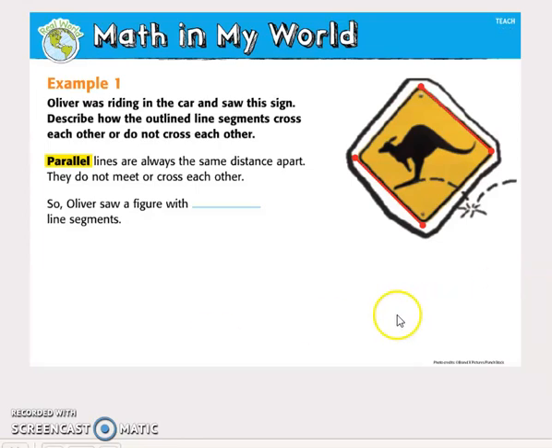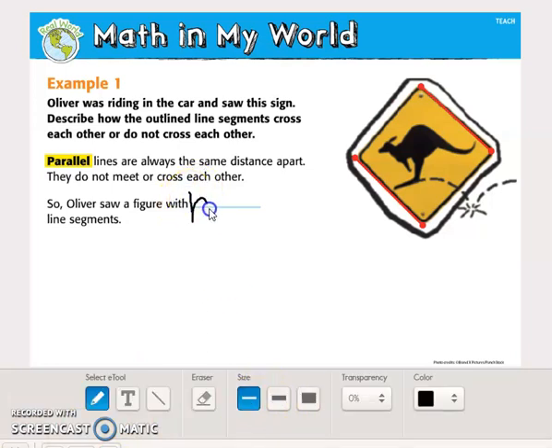Oliver was riding in the car and saw this sign. Describe how the outlined line segments cross each other or do not cross each other. So you can see the red lines here, line segments. How are they related to each other? Parallel lines are always the same distance apart. They do not meet or cross each other. So Oliver saw a figure with parallel line segments, right? Because they don't ever meet. They don't touch at all.